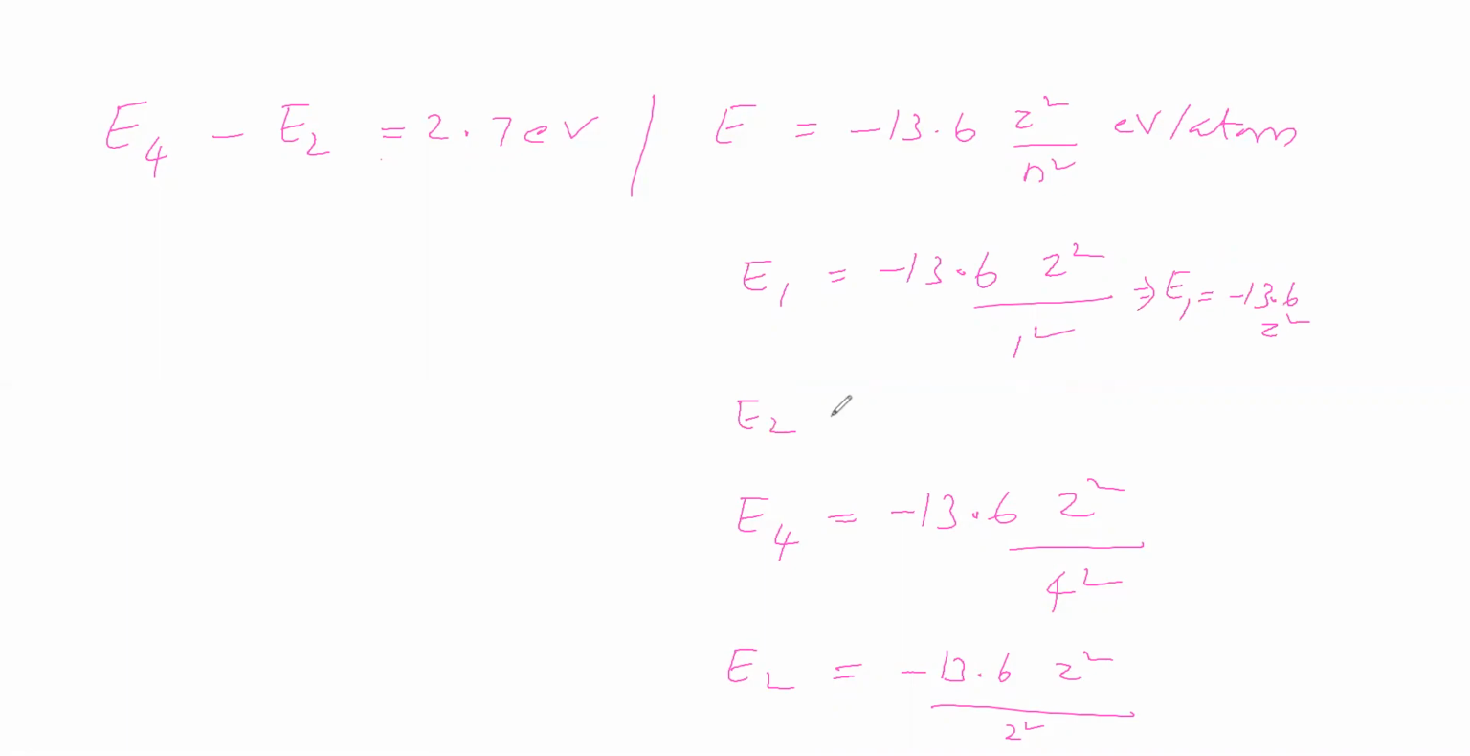So E2 is equal to minus 13.6 into Z square by 2 square. Now E4 is equal to minus 13.6 into Z square, that is E1, so E1 by 4 square. E1 by 4 square minus E2, that is E1 by 2 square, which is 4, is equal to 2.7 electron volt.